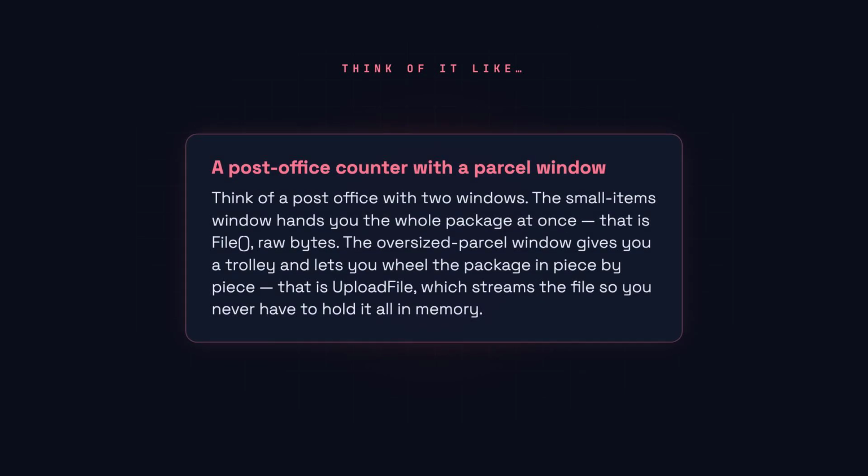Here is a useful mental model. Imagine a post office counter with two windows. The small items window passes the whole parcel across at once. Fine for tiny packages, but impractical for something large. The oversized parcel window uses a trolley and lets you move the contents in manageable chunks. FastAPI's File gives you the whole thing at once. UploadFile gives you the trolley.